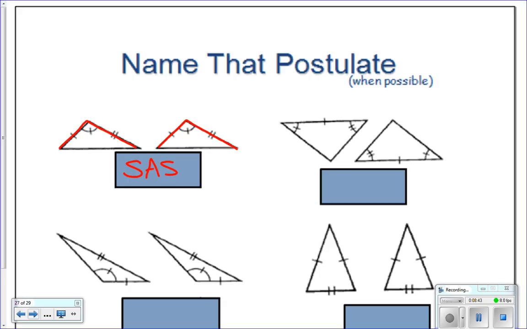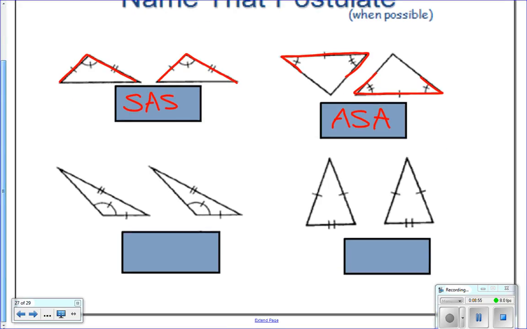Let's look at this one. Angle, side, angle. Matches angle, side, angle. That's good. So far, so good. They're all going to be congruent. What about this guy here?